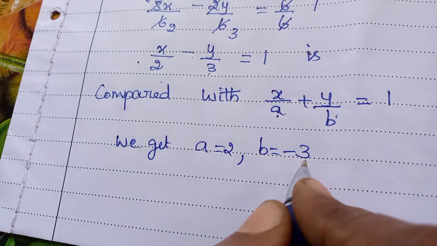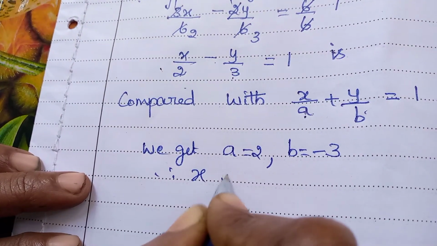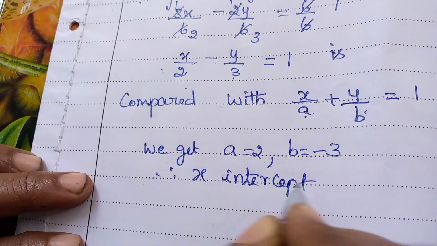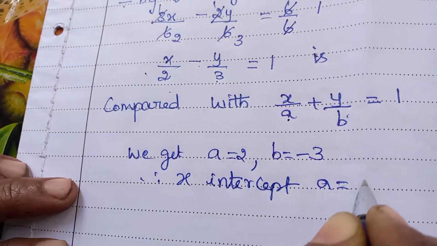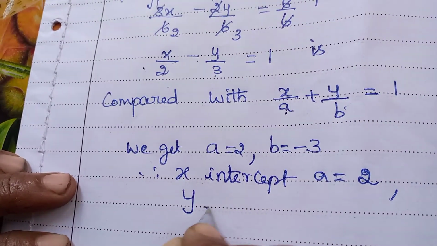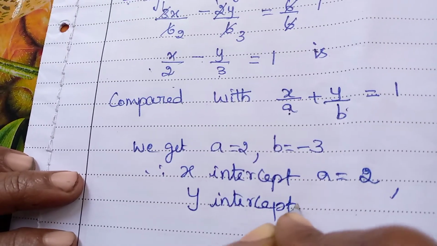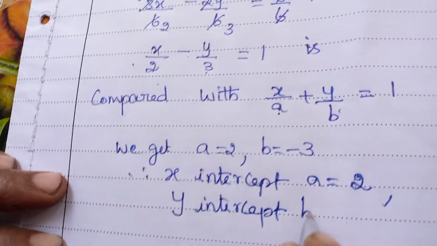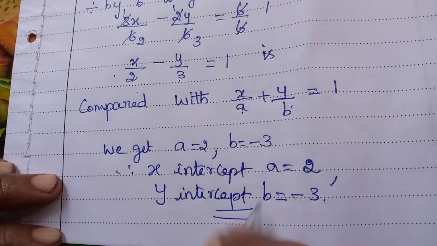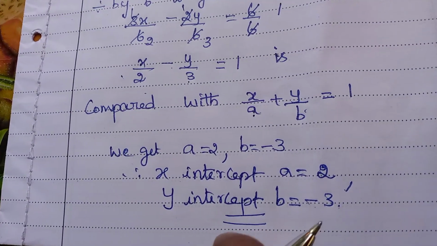Understood, students? So we can write, therefore, x-intercept a is equal to 2, y-intercept b is equal to minus 3. Understood, students? Okay, this is today's class.